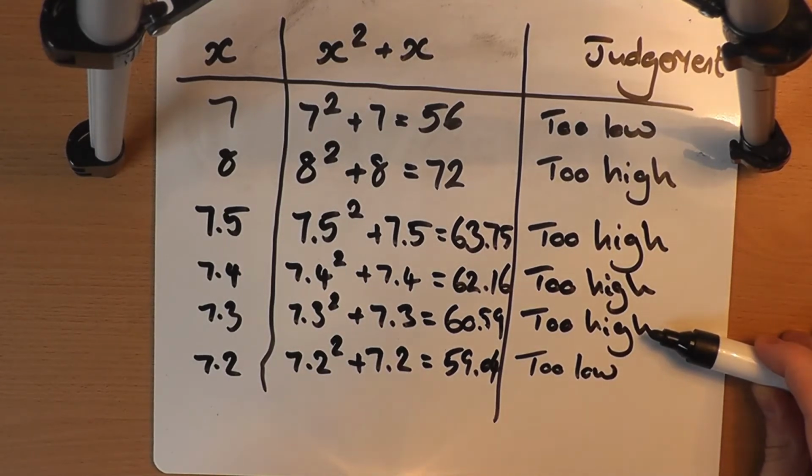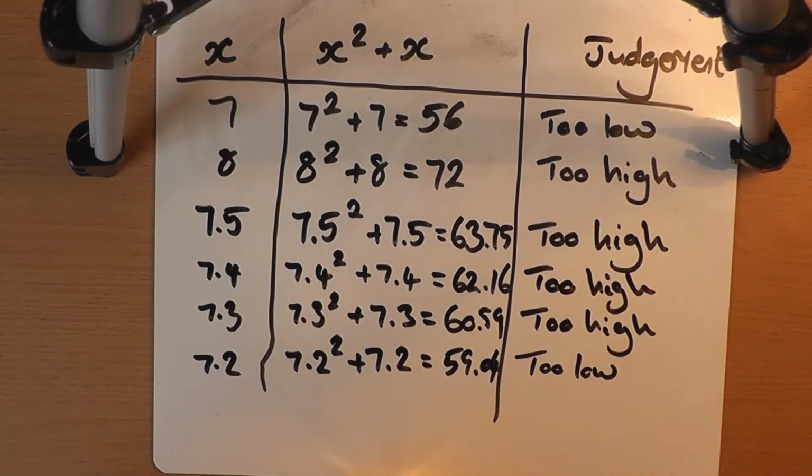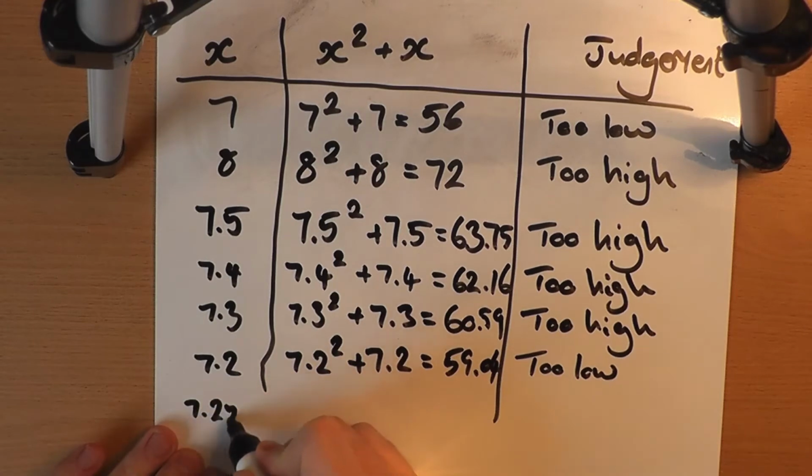Now we just need to find out which one it's closest to. There is one final value that we can check, and that will tell us which one it's closest to. So we're going to check 7.25. We're going to go straight down the middle. We're going to look at those two, one that's too low and one that's too high, and we are going to go in between the two of them. 7.25. This is the final one we're going to check.